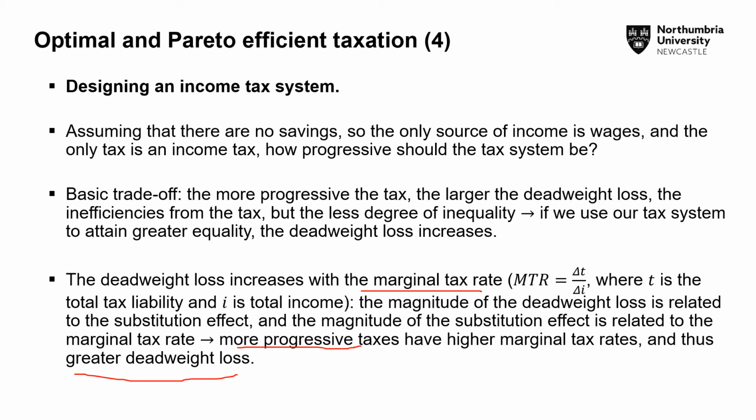So for example, those earning let's say £1,000 will pay 10%, but those earning £2,000 will be charged an additional 10%, in total 20% on the next £1,000, from £1,001 to £2,000. So that is where the marginal tax rate comes in. And hence, the greater these marginal tax rates, the greater the deadweight loss.